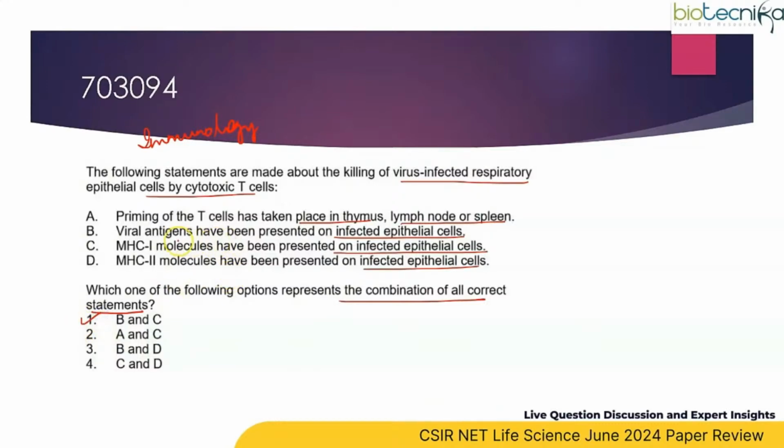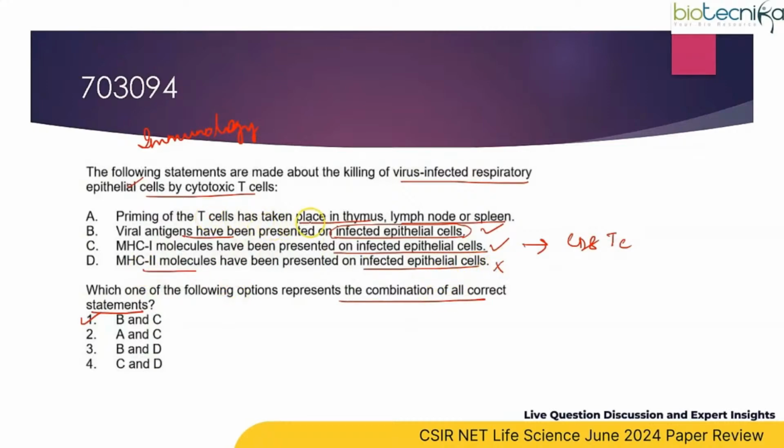Because it's very simple. Okay, viral antigens have been presented. Once the virus enters these epithelial cells, the antigen will be presented on the infected epithelium. They'll take over the machinery of the cell and they'll start expressing their own protein. So the viral antigens will be presented. Right, so B is correct. C, MHC1 molecules, definitely the antigen will be presented on an MHC1 molecule. Okay, so C is also correct, so that it can activate the CD8 T cells, or the TC cells, correct. So B and C are correct.